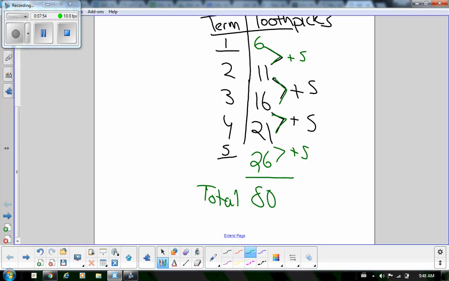Mr. Charles is waiting. Total is 80. Let's do therefore. There are 80 toothpicks. Throw it out, EQAO! Throw it out!